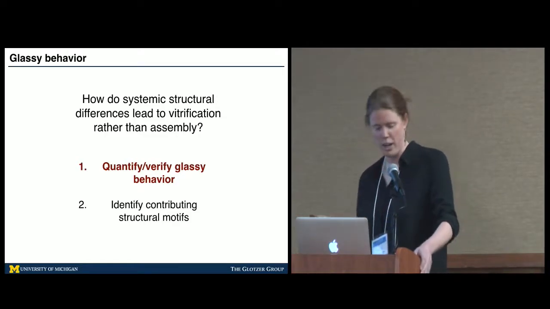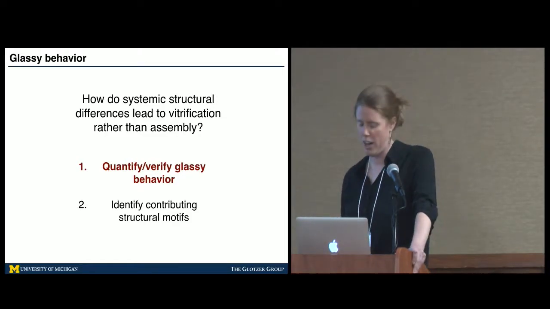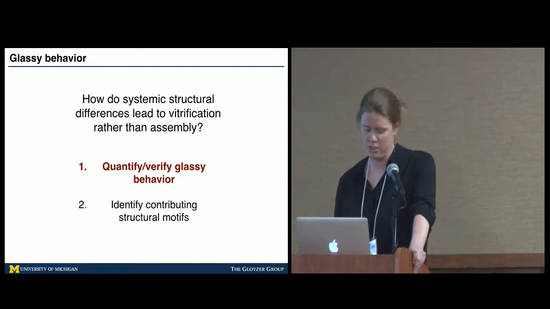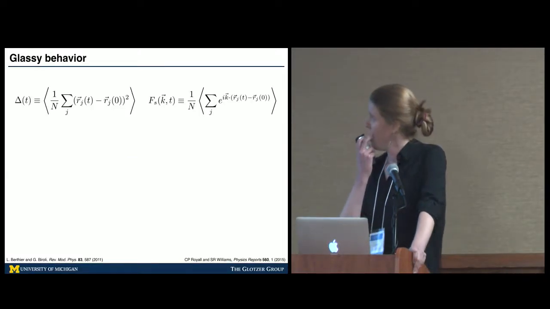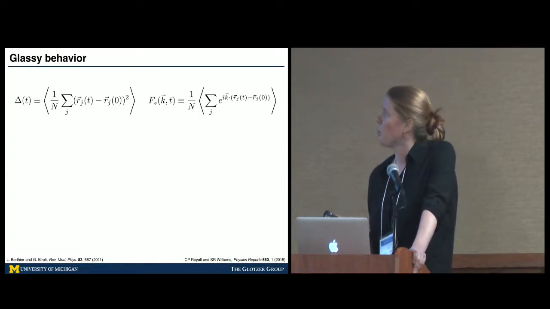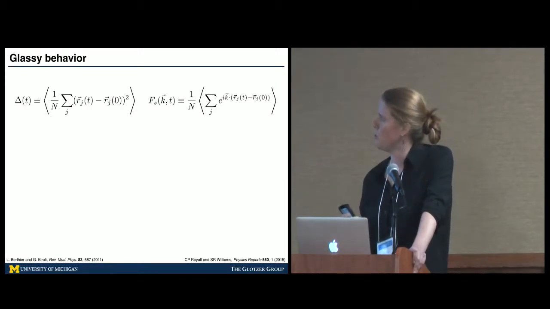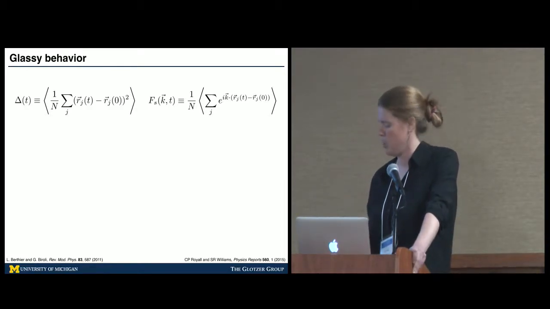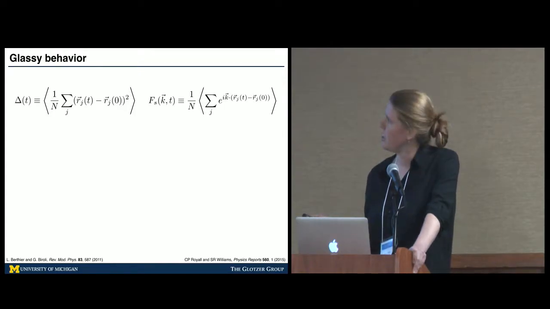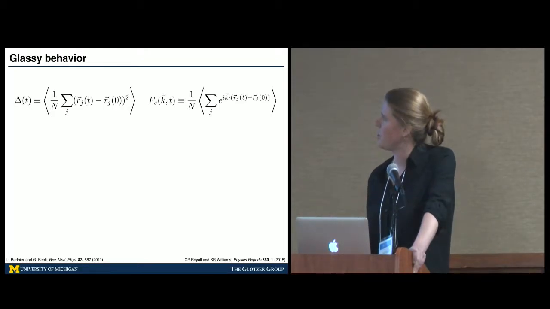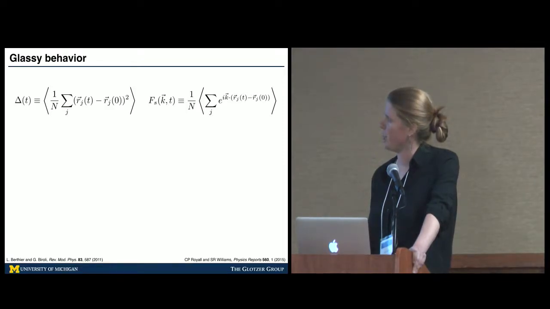So now I want to focus on how we use HOOMD to quantify the behavior of these hard particle systems. I'm going to focus on two order parameters that we used to do this verification. The one to the left is maybe familiar to most people. It's just the mean squared displacement of the system over time. So this is just a sum over all particles in the system. So it's like the average per particle displacement over time. And these brackets are ensemble averages.